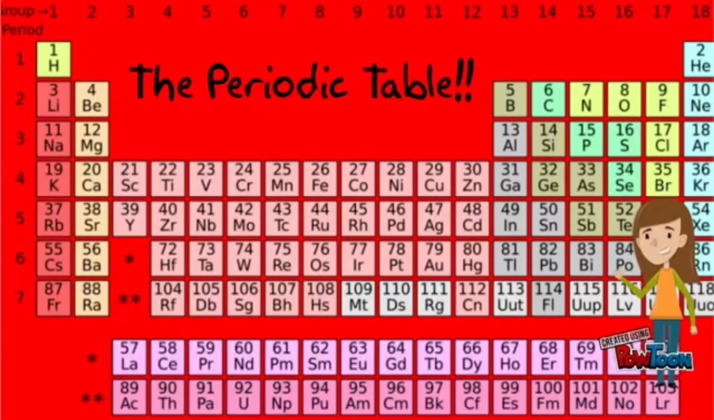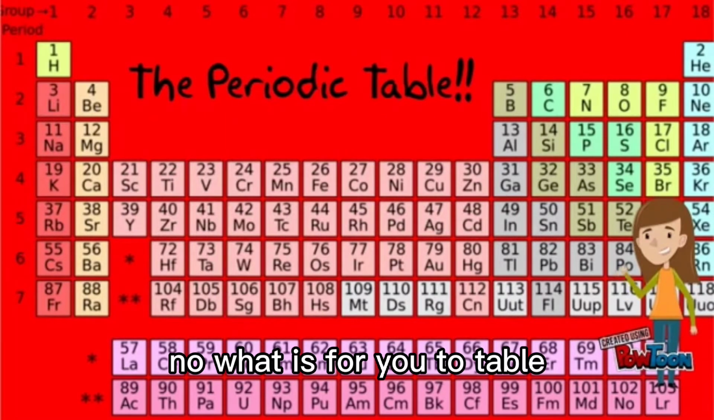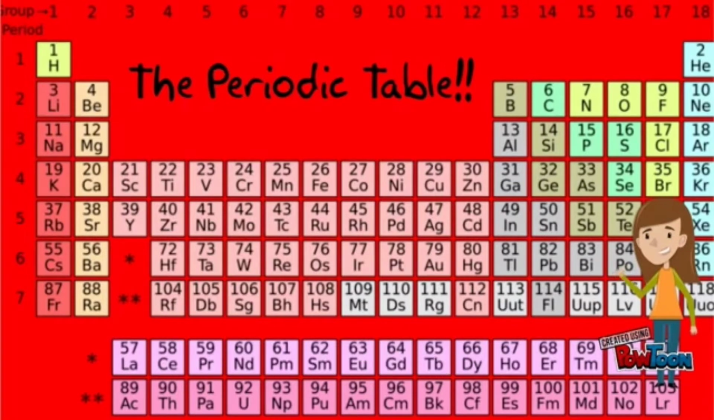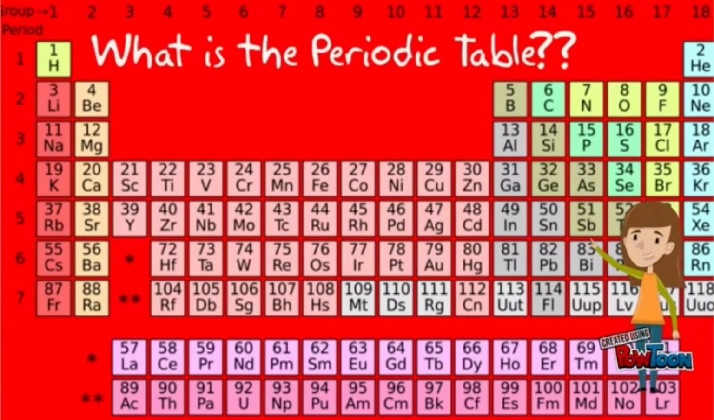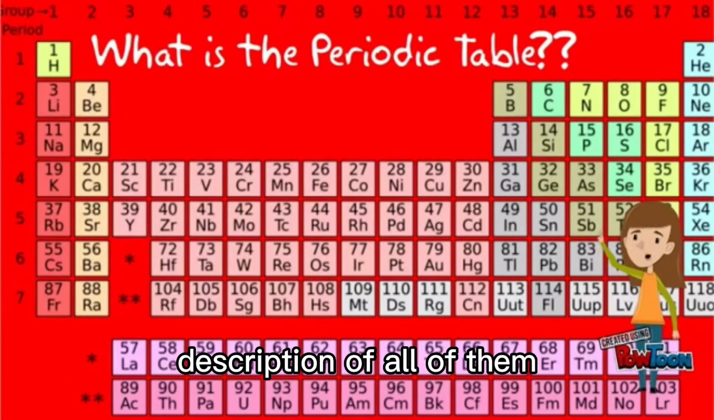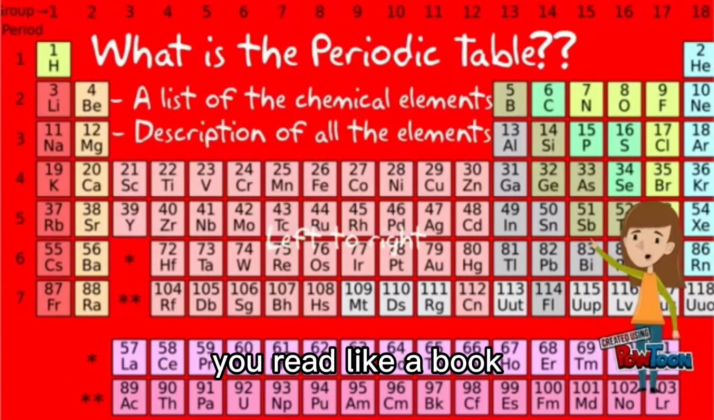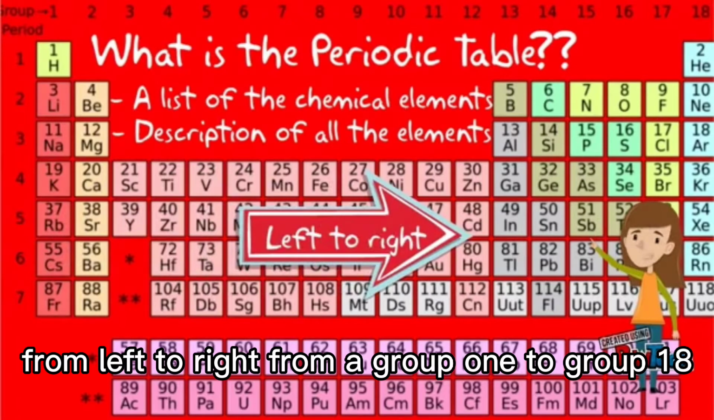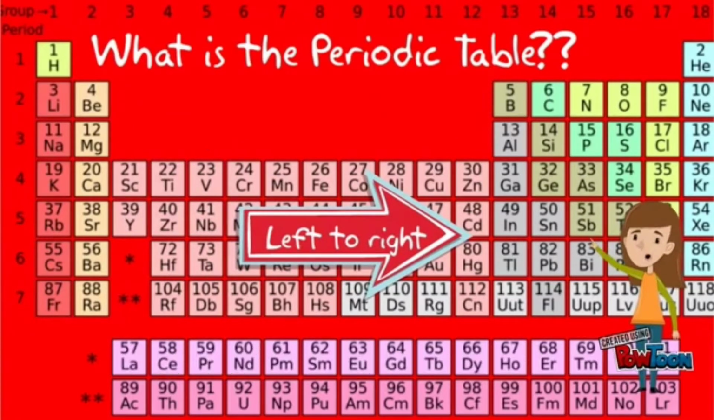Reading the periodic table of elements. Are you ready? Let's get started. Now, what is the periodic table? Well, we could say that it's the list of all atomic elements and the description of all of them. You read it like a book, from left to right, from group 1 to group 18.